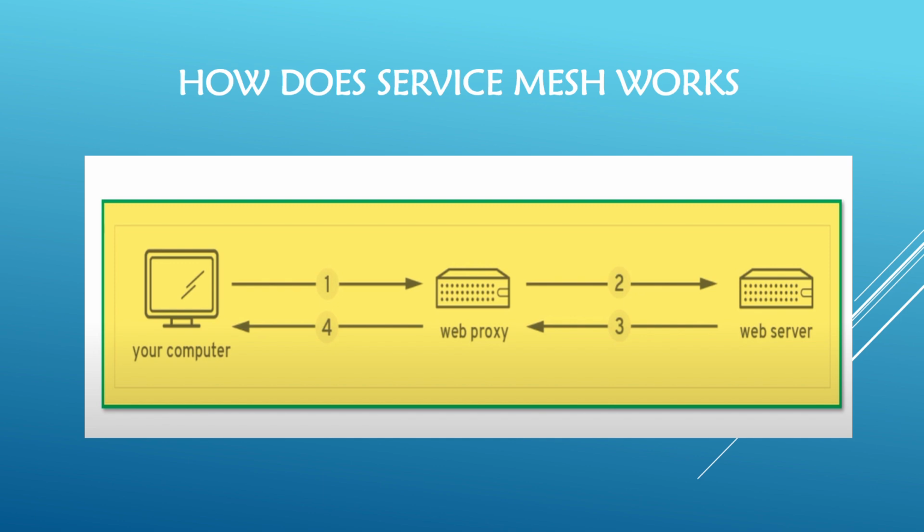The web server receives the request from the proxy, processes it, and prepares the requested data for a web page. The web server sends the response back to the proxy server instead of directly to the user's computer. The web proxy then sends the received data from the web server back to the user computer, completing the interaction. This step-by-step process ensures that the proxy server manages the communication flow between a user and a web server.